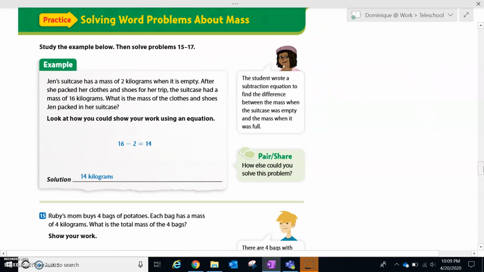Alright, let's work on solving some word problems about mass. So here's an example problem. It says Jen's suitcase has a mass of 2 kilograms when it is empty. After she packed her clothes and shoes for her trip, the suitcase had a mass of 16 kilograms. What is the mass of the clothes and shoes Jen packed in her suitcase? Look at how you could show your work using an operation. So they did 16, because that's how much it was when she packed it, minus 2, what it is when it's empty, which left her with 14 kilograms.